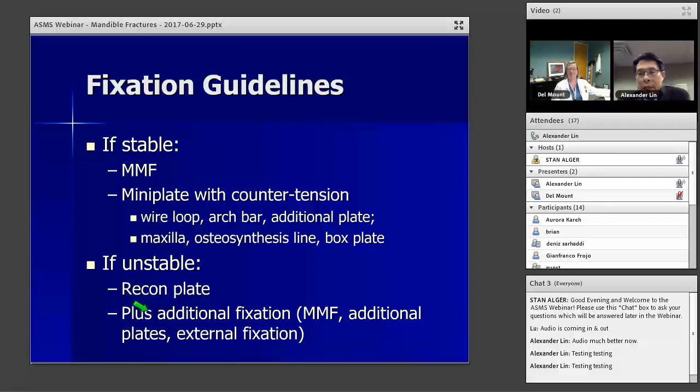I agree with Dr. Mount, an external fixator is pretty uncommon. I've only used it in gunshot wounds. I can't think of any time when it was a non-gunshot wound that needed an external fixator.